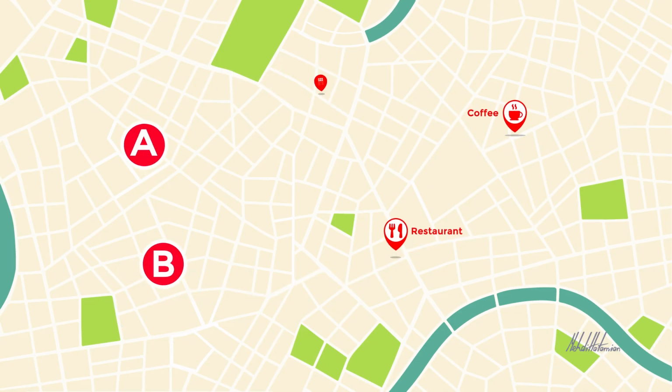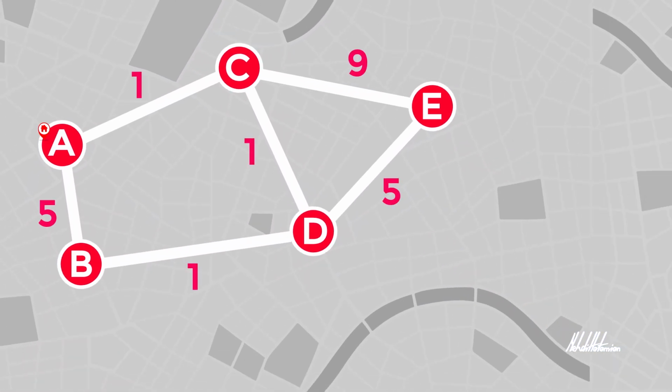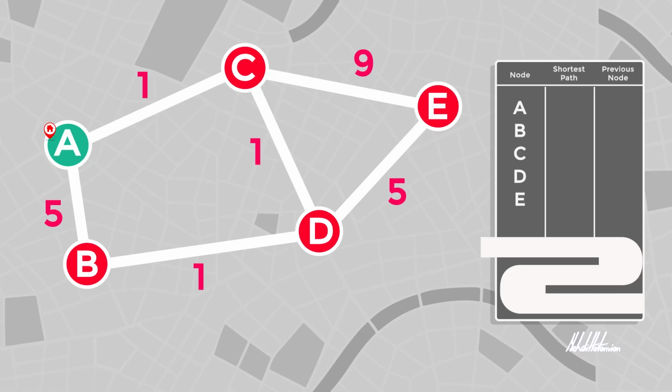Now let's look into an example. We have 5 locations, A, B, C, D, and E. Each white line is a road, and the number on it is the cost of that road. Our goal is to find the cheapest way to reach every node starting from A. We start Dijkstra's algorithm at node A. On the right, we have a table that will store, for each node, the best cost we currently know and which previous node we came from.